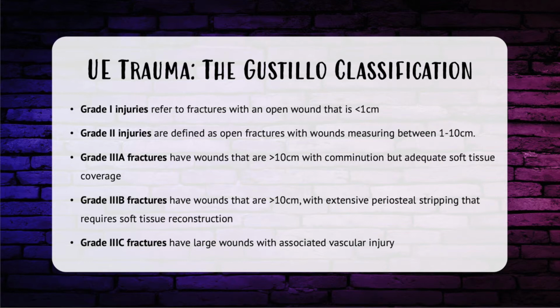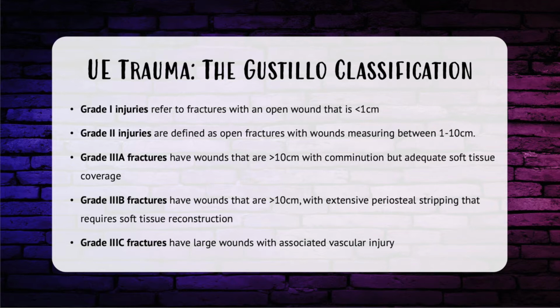So grade 3A fractures have wounds that are greater than 10 centimeters with comminution, but there is adequate soft tissue coverage. Grade 3B is a little bit different. It's the same thing as 3A, however, you have extensive periosteal stripping that requires soft tissue reconstruction. Now, grade 3C, the same thing as B, except you have an associated vascular injury, and that's a scenario where you have critical limb ischemia.